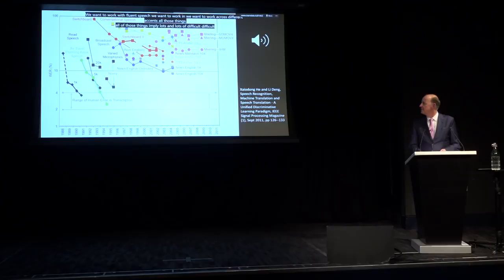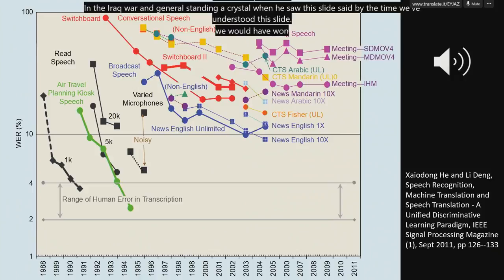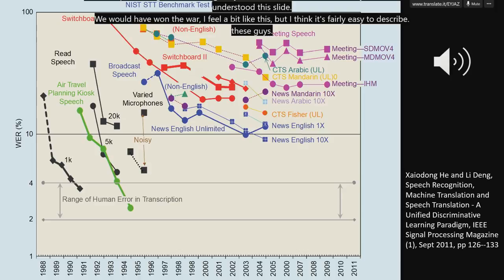So, I'm sorry this slide is so complicated. There was a famous slide that once described the actors and processes in the Iraq war, and General Stanley McChrystal, when he saw this slide, said, "By the time we've understood this slide, we will have won the war." And I feel a bit like this, but I think it's fairly easy to describe. What these guys here plotted by year the performance of all known speech recognition systems in terms of WER, the word error rate. A couple of things I'd like to draw your attention to.